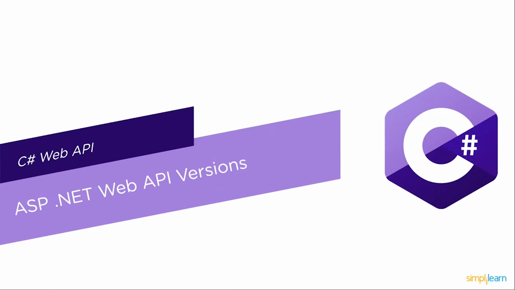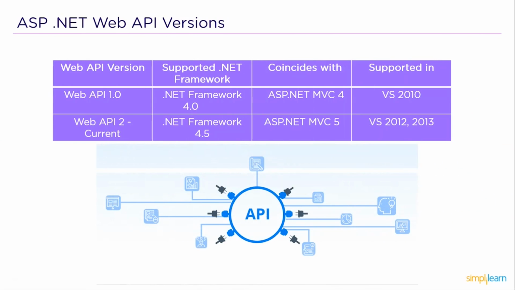Next, we will discuss C# Web API versions. The first version of Web API is Web API 1.0. It supports .NET Framework 4.0. Then it coincides with ASP.NET MVC4, and finally it supported the 2010 Visual Studio version. The second version of ASP.NET Web API is the Web API 2.0, which we are currently using. The .NET framework it supports is .NET Framework 4.5, and it is compatible with ASP.NET MVC5 and Visual Studio 2012 and 13.